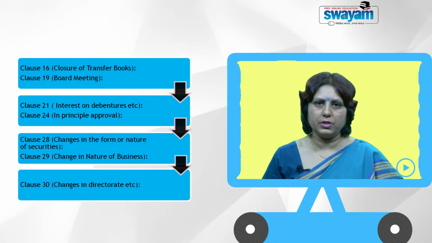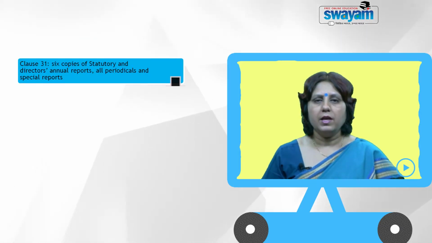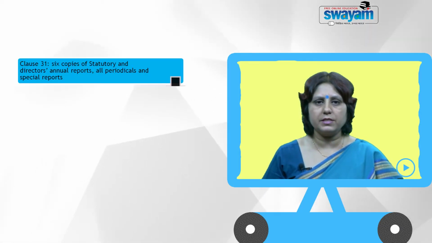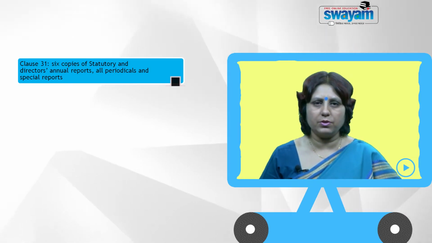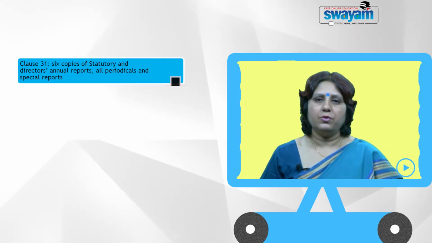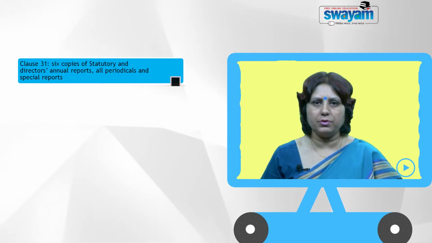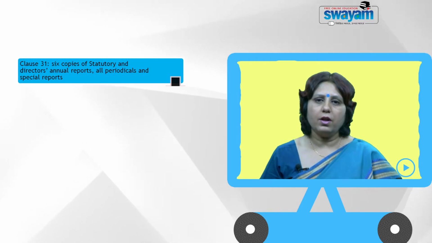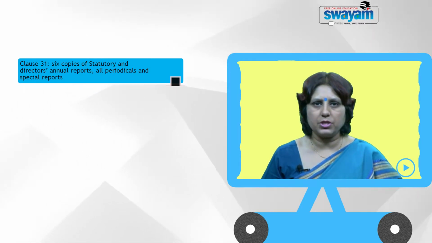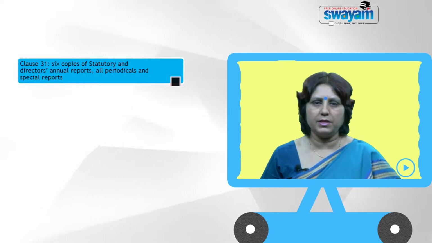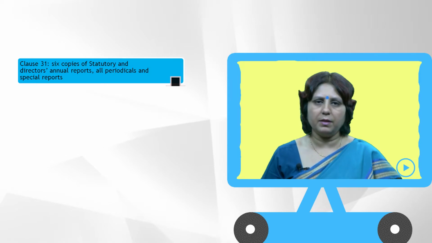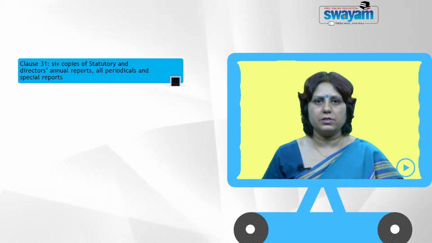Clause 31 is a procedural type of clause, and it says that without application made by the stock exchanges, 6 copies of the statutory and directors' annual reports, periodicals, special reports, notices, resolutions, circulars relating to new issue of capital, everything has to be given to the stock exchange, and 3 copies of all notices, call letters or circulars which are sent to the shareholders or to the creditors or to the debenture holders in connection with the scheme of arrangement or reconstruction, merger, amalgamation, etc. has to be sent to the stock exchange.